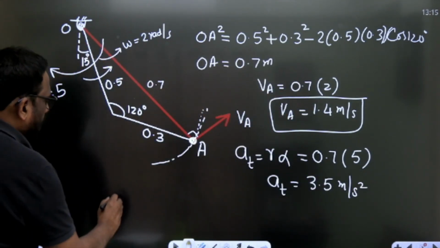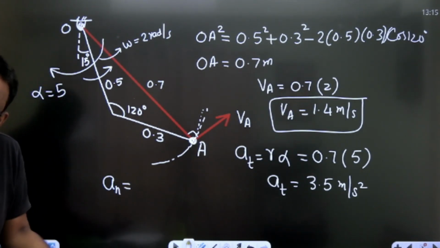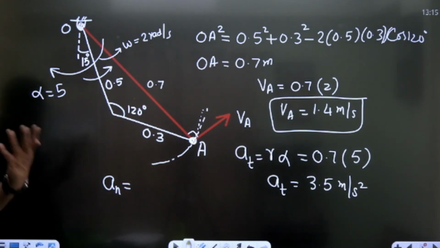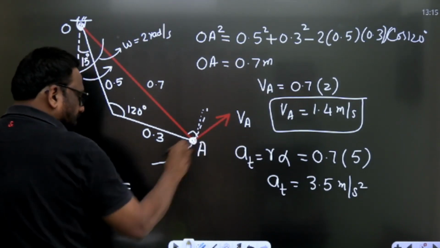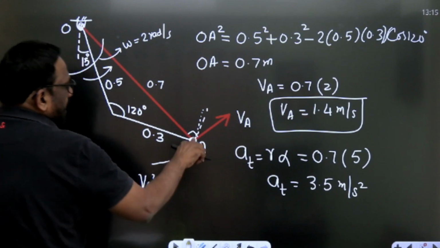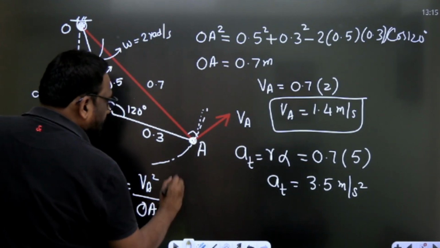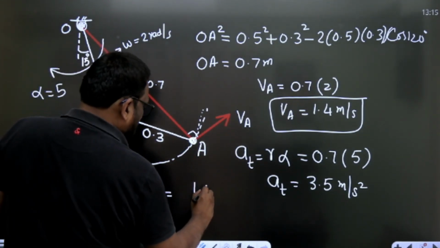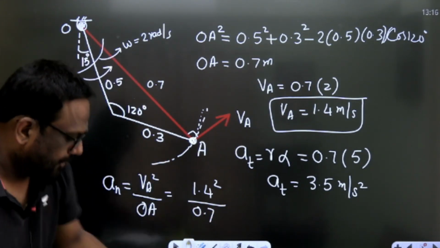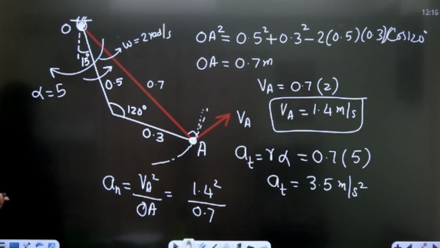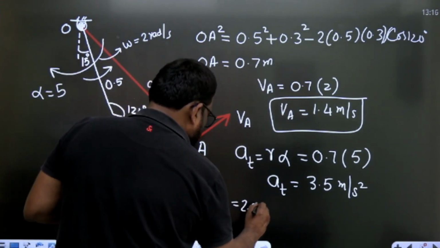Exactly. And what is the normal acceleration? You know that normal acceleration I can write as either omega square R or V square by R, or V omega. Okay, no problem. So I want the velocity here. The normal acceleration of A is VA square by R, since about this point it is rotating. VA we have already calculated as 1.4, squared, and the radius OA is 0.7. So 1.4 square divided by 0.7 is 2.8 meter per second square.